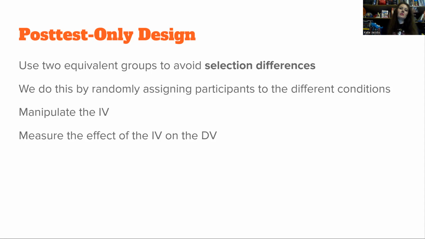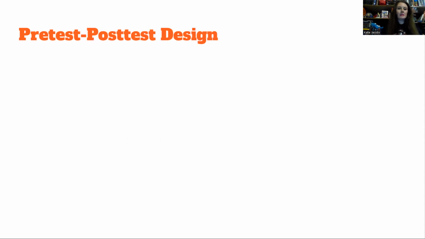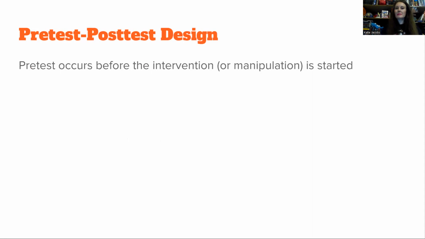Some limitations to post-test only design are that we don't really know if our groups are equivalent at the start of the study. As we increase our sample size, when we randomly assign participants, it's more likely that they will be equivalent at the start. But if you have a really small sample size, that may not be the case. So some people might want to do a pre-test, post-test design. With experimental design, because you can use this in different ways as well.